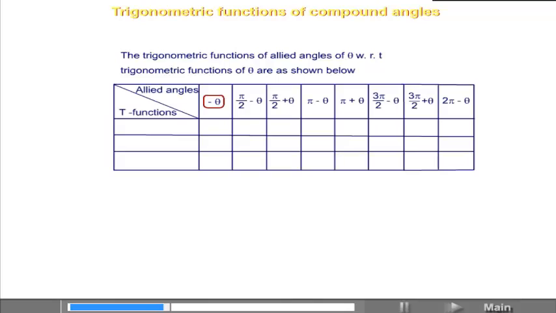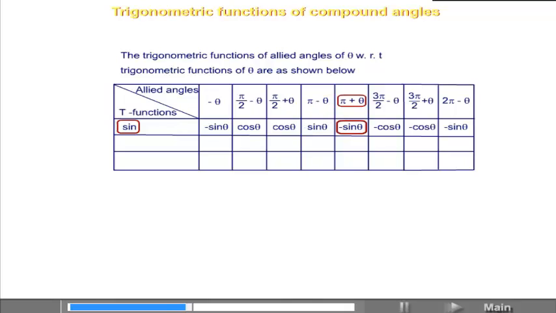Allied angles: minus theta, pi by 2 minus theta, pi by 2 plus theta, pi minus theta, pi plus theta, 3 pi by 2 minus theta, 3 pi by 2 plus theta, 2 pi minus theta. Trigonometric functions. 1. Sine. Sine of minus theta is minus sin theta. Sine of pi by 2 minus theta is cos theta. Sine of pi by 2 plus theta is cos theta. Sine of pi minus theta is sin theta.